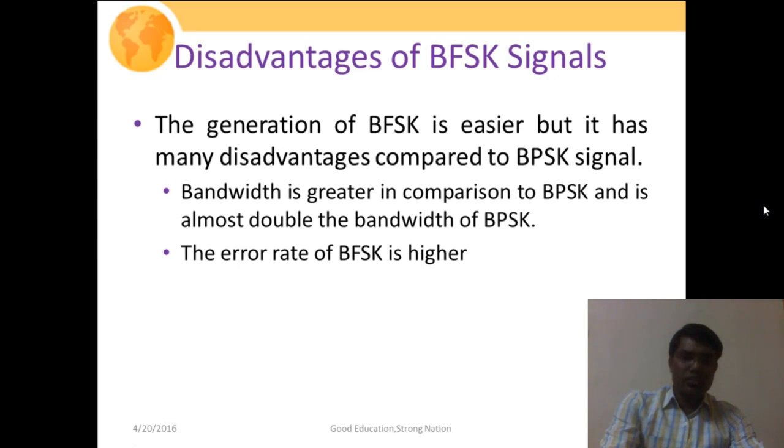Disadvantages of binary frequency shift keying signals. The generation of BFSK is easier, but it has many disadvantages in comparison to the BPSK signal. What are they? First of all, the bandwidth of the BFSK signal is greater in comparison to the BPSK signal, almost double. We can easily understand this from the fact that in PSK we utilize only a single carrier, whereas to produce our BFSK signal we use two different carrier frequencies. So obviously, on that basis, we can say that the bandwidth requirement of the BFSK signal is greater than that of the BPSK signal. Then the error rate of BFSK is higher in comparison to our BPSK signal. So these are the disadvantages.